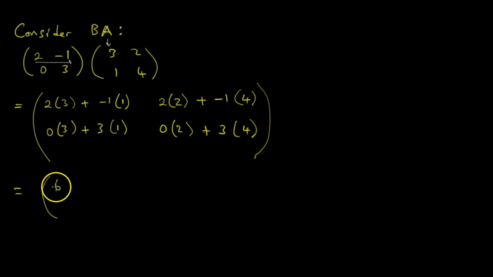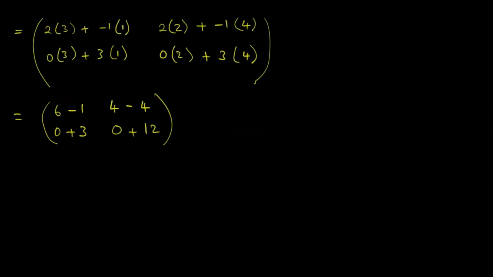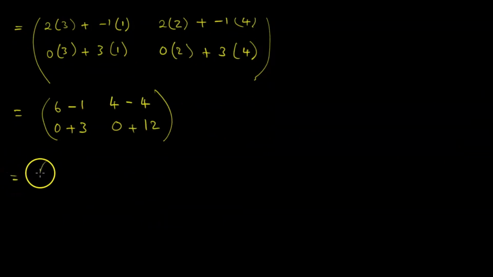2 times 3 is 6, minus 1 times 1 is minus 1; then 0 plus 3 is 3; then minus 4, so it's 4 minus 4 actually; and then 0 plus 4, it's 12. What is then going to be our answer? It is 5, 3, 0, 12.